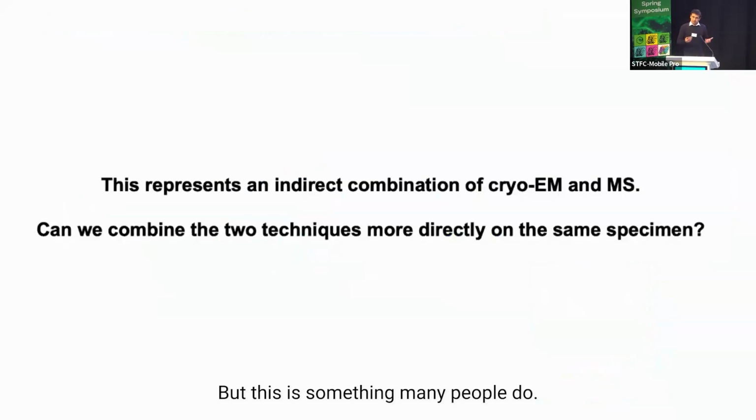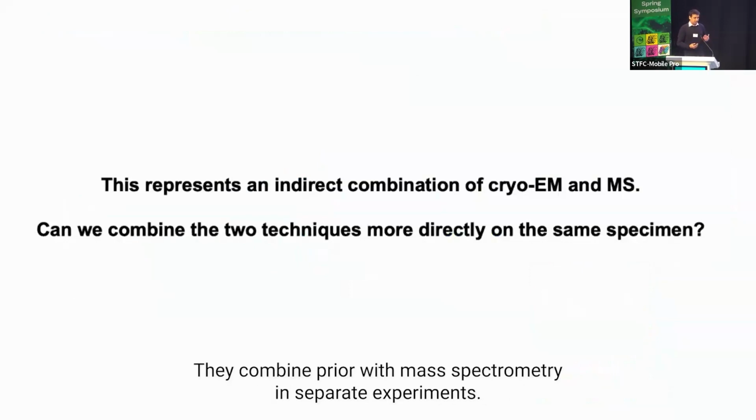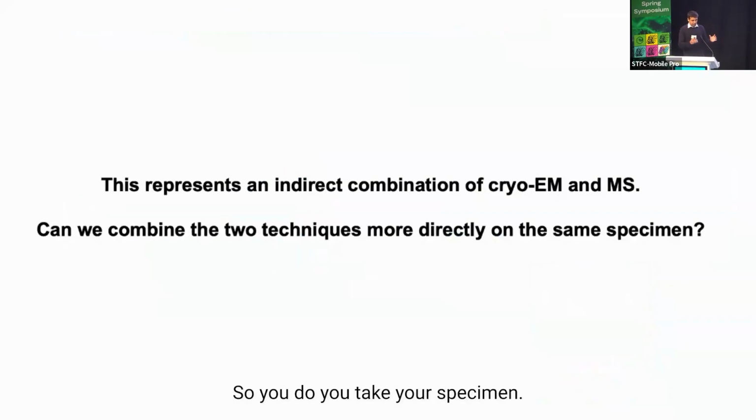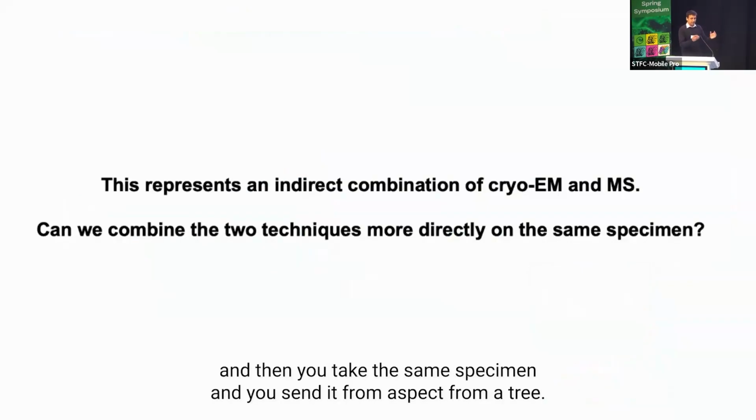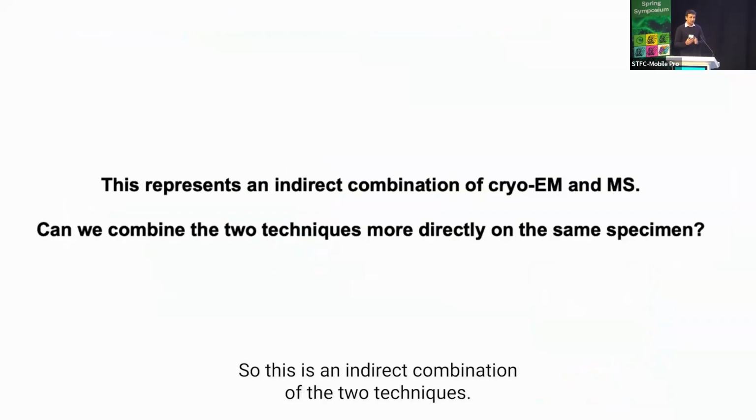But this is something many people do. They combine cryo-EM with mass spectrometry in separate experiments. You take your specimen, you do one experiment where you do cryo-EM or cryo-electron tomography, and then you take the same specimen and you send it for mass spectrometry. So this is an indirect combination of the two techniques.